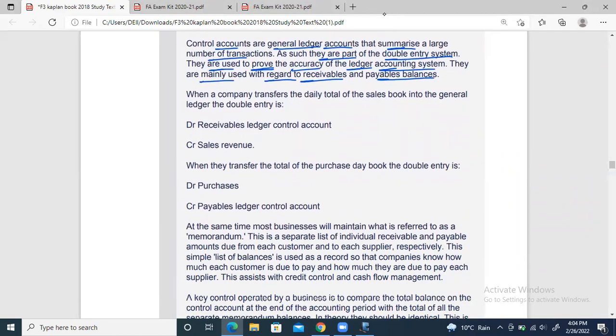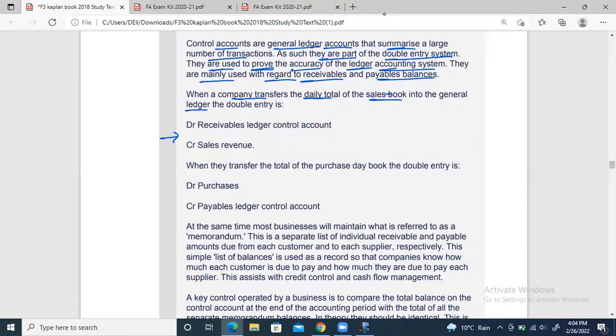Now, the next thing that he has discussed over here, you can see that these things we have already studied in much detail. The purchase entry, the purchase return entry, right? Everything. So first of all, you can see the sales entries being made over here. So whenever a company transfers the daily total of the sales book to the ledger, this is the sales day book, the book of prime entry that we discussed in the start. There were 7 books of prime entry.